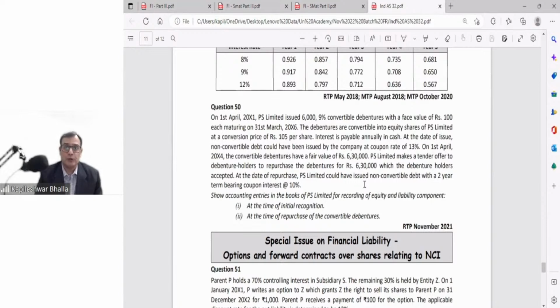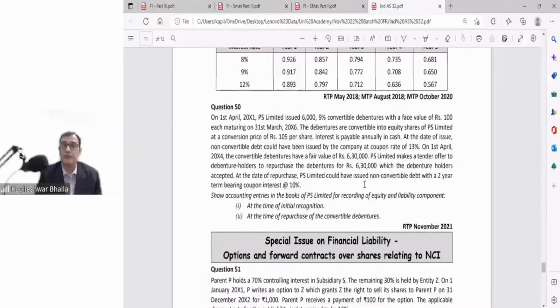At the date of issue, the non-convertible debt could have been issued by the company at a coupon rate of 13%. So the company issued these convertible debentures at a 9% coupon rate, whereas the same debentures without conversion would have been 13%. I think it indicates optionally convertible. Suppression of a liability definitely indicates a compound financial instrument.